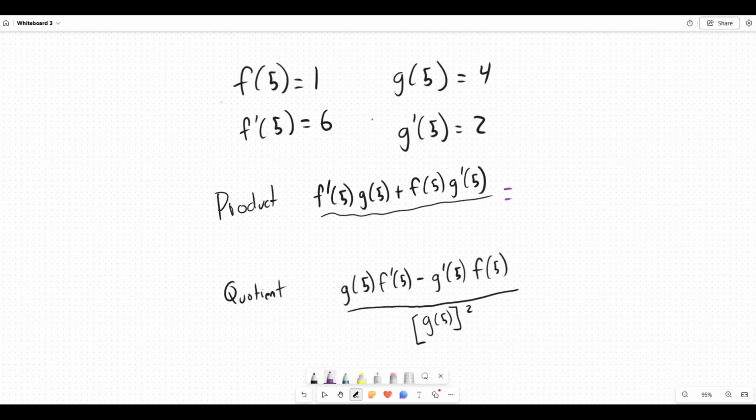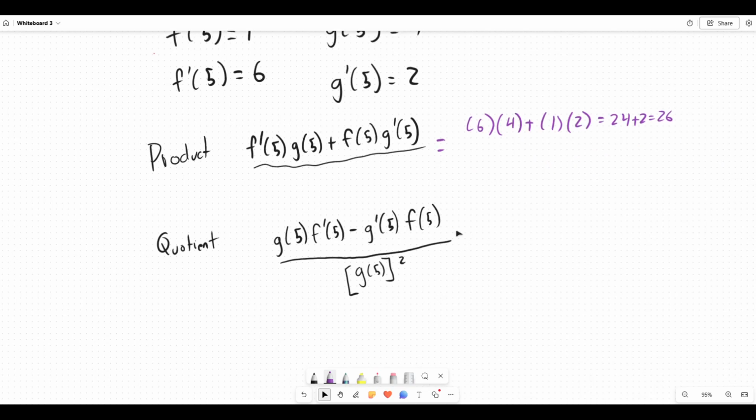So f prime of 5, this is going to be 6 times 4 plus 1 times 2. Been a while since I've done mental math like this. I think that's 24 plus 2 is 26. I'll be honest, I should use a calculator for this. I recognize that. That's how I got into trouble last week. Turns out I was able to get it.